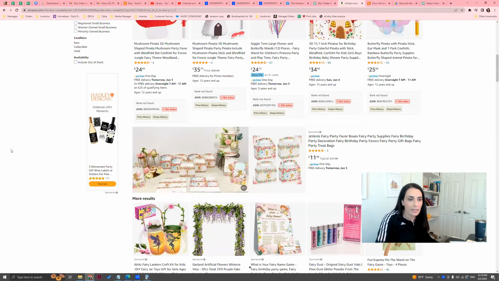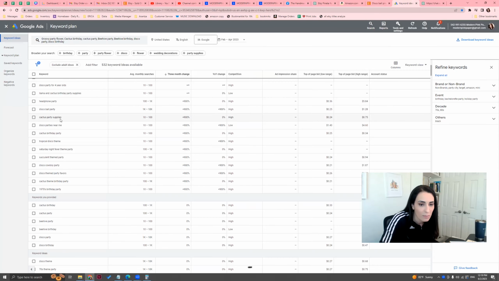Let's see what else. Where are we? Cactus party supplies. So cactus, compared to last year, it's not up and it's very low search. So I would still enter it. I don't think it's that difficult to actually enter. I think cactus theme in general, fiesta, etc., could really work. So why not? Tropical. Remember how we did the birthday one for the piñata? Tropical makes sense. We already wrote that down, I'm sure.